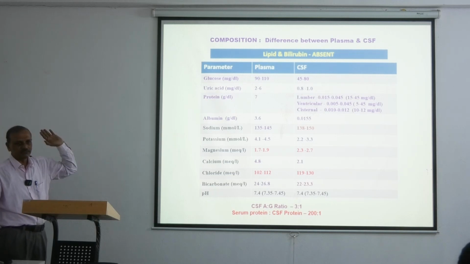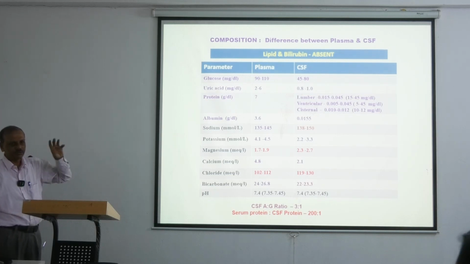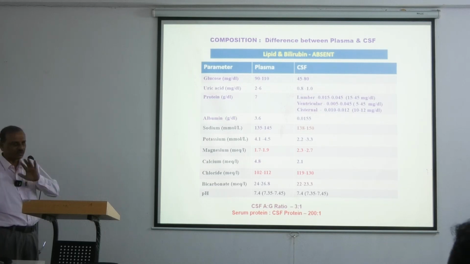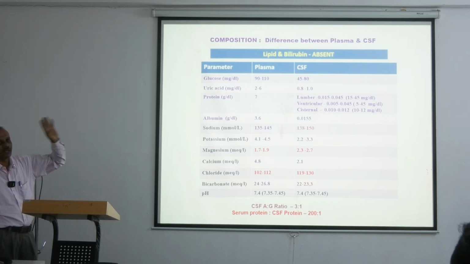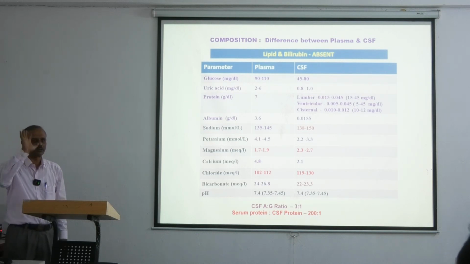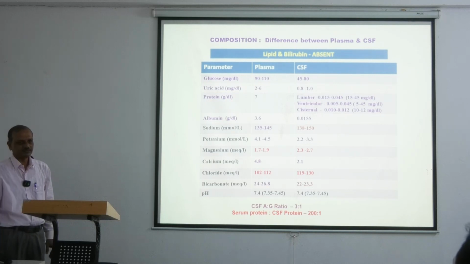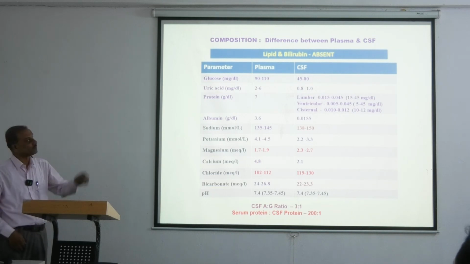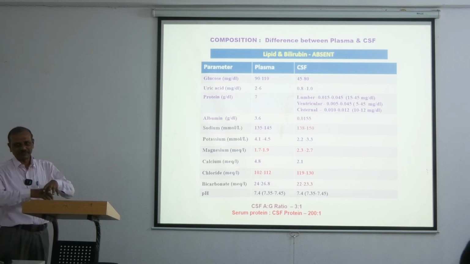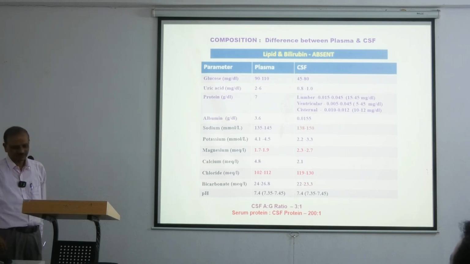Other parameters are not done. I repeat, so CSF glucose and protein is done, not other parameters for routine estimation. Lipid and bilirubin are absent because these are lipophilic materials. So CSF is clear, as good as clear water. Normal CSF. If there had been bilirubin, then the color would have been slightly yellow. If there had been lipid, then it would have a slightly whitish appearance. But it is not so. This is absolutely absent. So if there is a presence of bilirubin, that means this is abnormal. That you must remember.